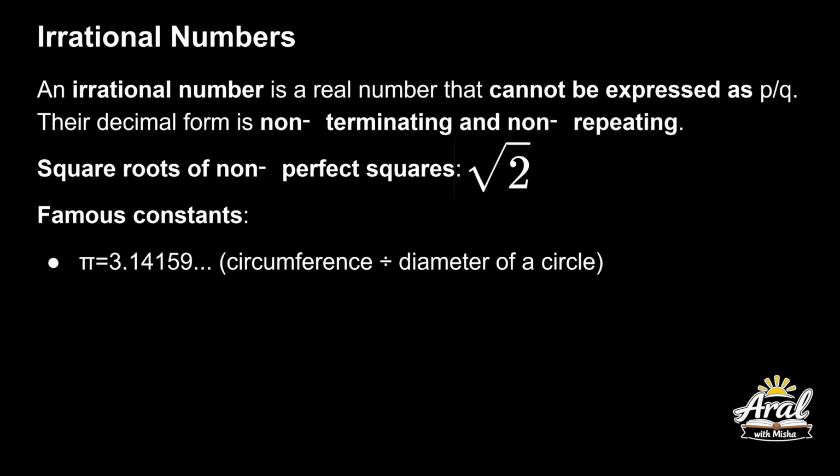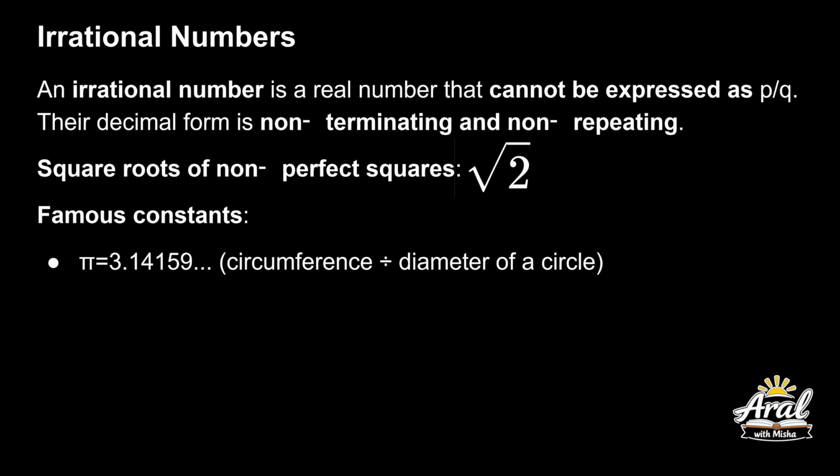So next, an irrational number is a real number that cannot be expressed as P over Q. Their decimal form is non-terminating, ibig sabihin hindi na tumitigil, and non-repeating. Kapag yung infinite, like say 1/3, rational siya kasi repeating, kahit non-terminating yon. Okay?